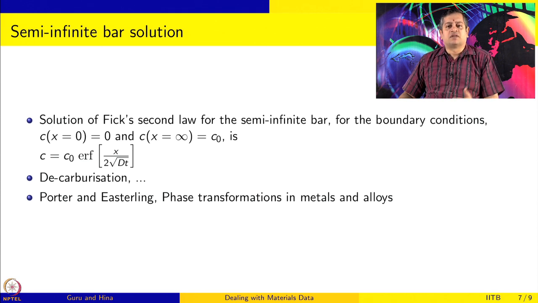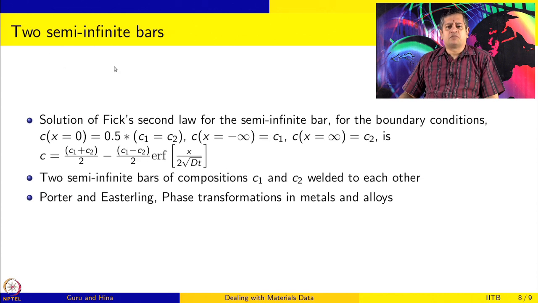So, this will start leaving the material, and in that case the solution is C0 times the error function of x by 2 root Dt. You can also think of another solution which is two semi-infinite bars which are attached to each other. So, for the boundary condition at x equal to 0, you have a combination, that is, it should be a plus sign here, 0.5 (C1 + C2), and if you go on the one side to the left side, say at x equal to minus infinity, the far field composition is C1, and at x equal to plus infinity on the right side, the far field composition is C2. So, in other words, we take two bars, one has a far field composition C2, the other one has a far field composition C1, and we put them together at time t equal to 0.